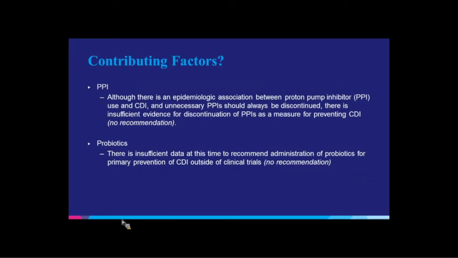Contributing factors. I know many of us talk about PPI use. They come down saying that this association is there and we should discontinue PPIs if they're not needed. But the data is really not there for a broad, all-out banning of PPIs in people with C. diff or those that you consider to be high risk. So they gave no recommendation. They also gave no recommendation on probiotics, which we know the meta-analyses have gone back and forth on their effect on C. diff and prevention of C. diff.